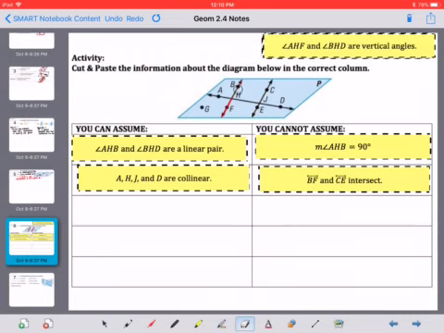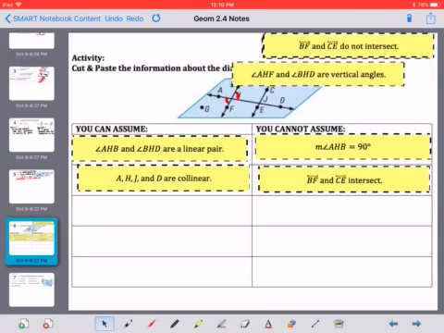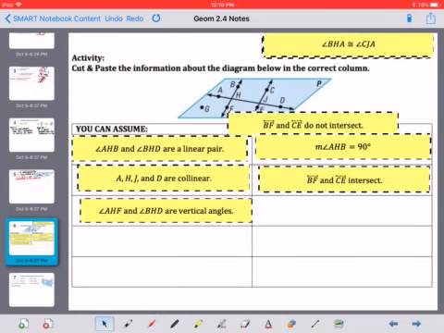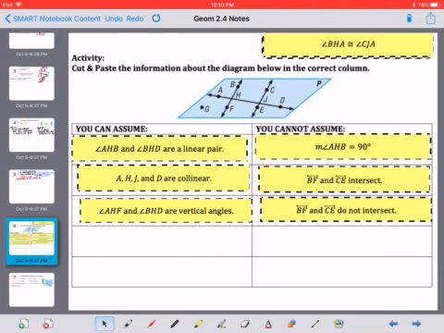All right, next one says angle AHF, that's this angle here, and BHD, right there, are vertical angles. Well, they're in the same plane. They are across from each other when two lines intersect, so we can assume that. Okay, what do we got next here? Lines BF and CE do not intersect. We actually can't assume that either. We don't know if they're parallel. They don't tell us, and there's no symbols that say that those are parallel.